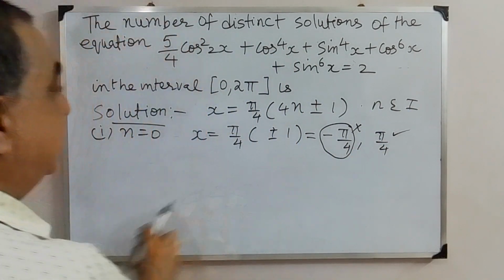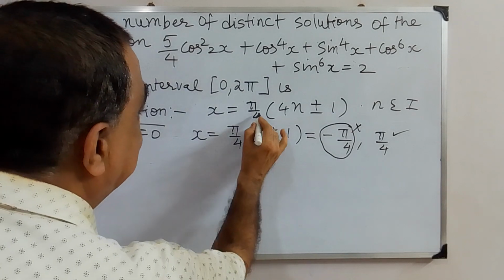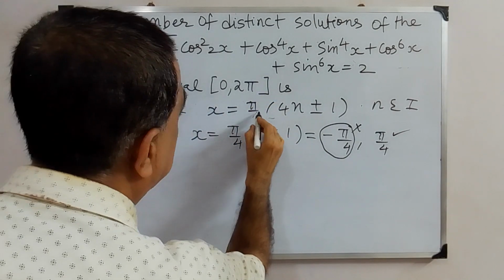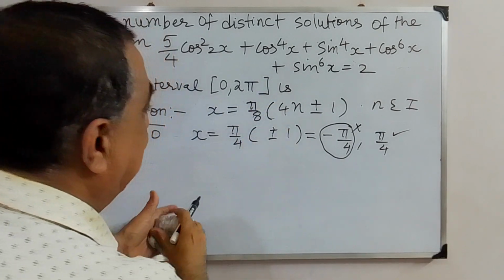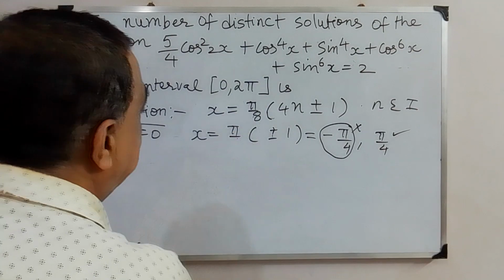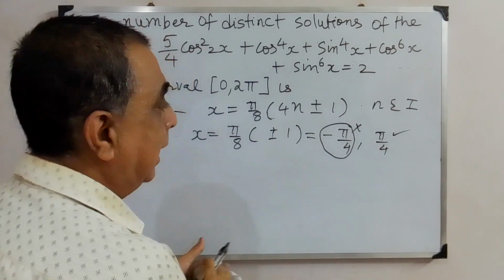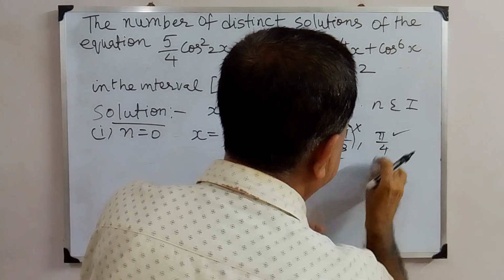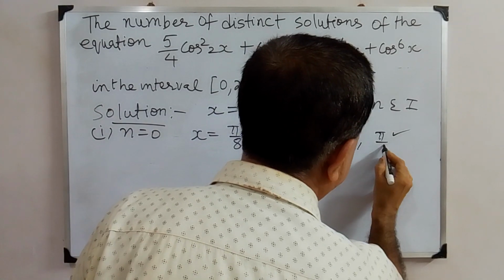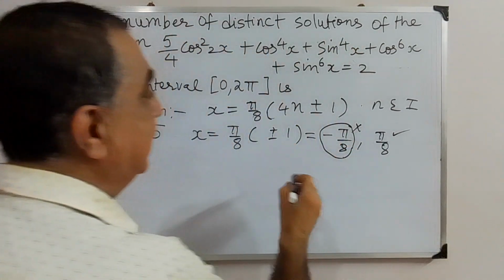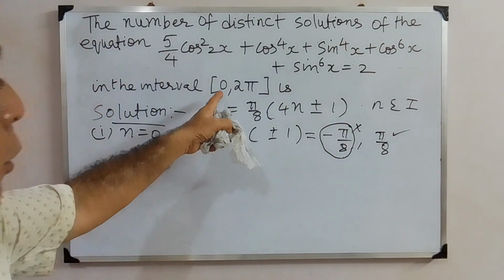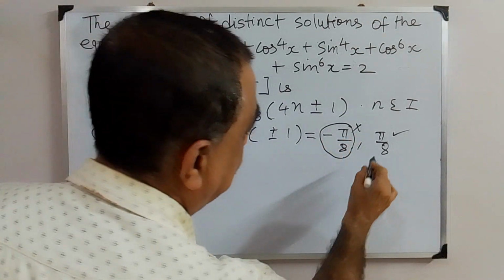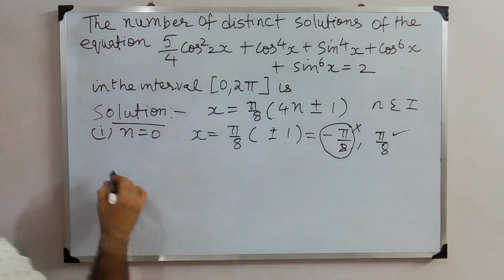Sorry, here I have made one mistake. Here it should be 8. Sorry, pi by 8. And here it is 8. So this will become pi by 8 and pi by 4. But minus pi by 8 is not in this range, that is between 0 and 2 pi. So this is omitted, and pi by 8 will be accepted.